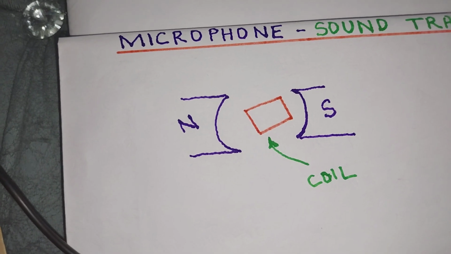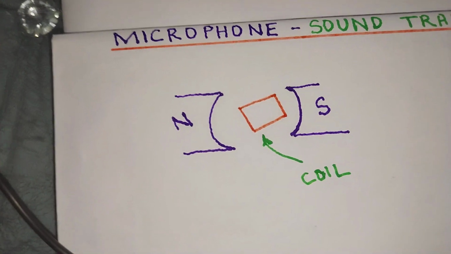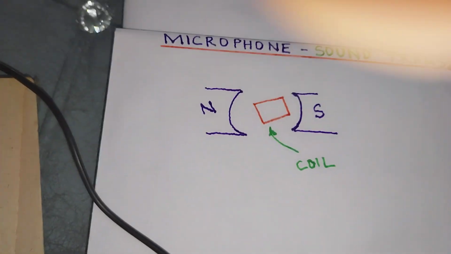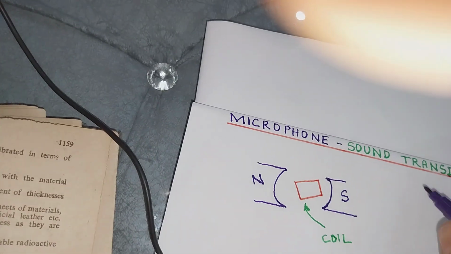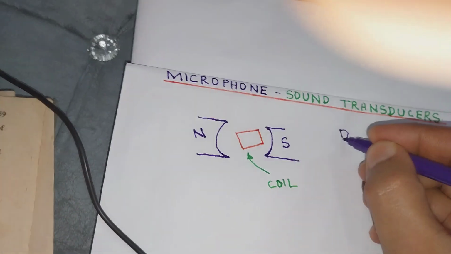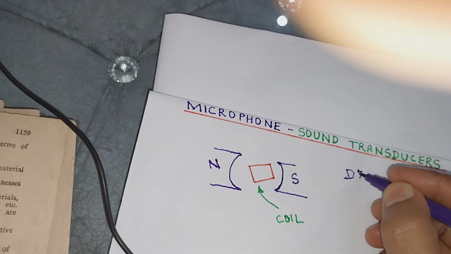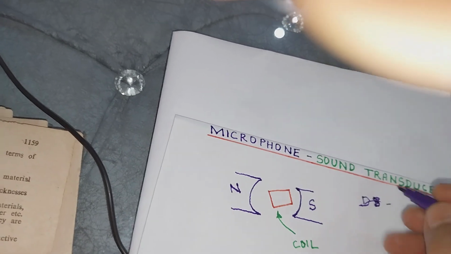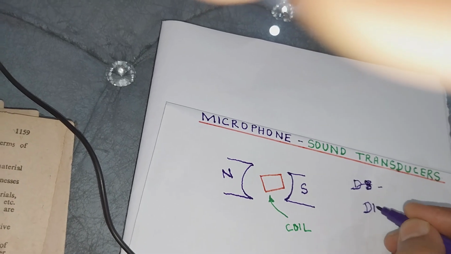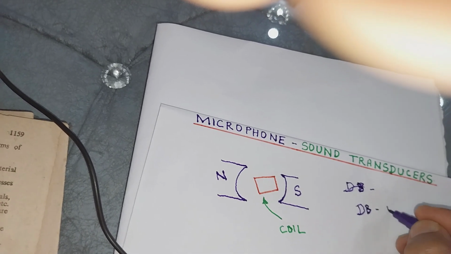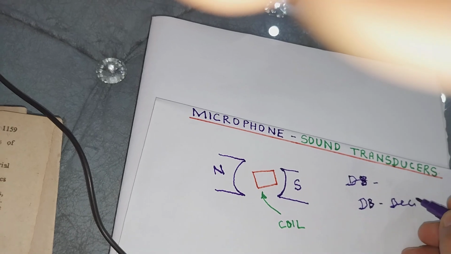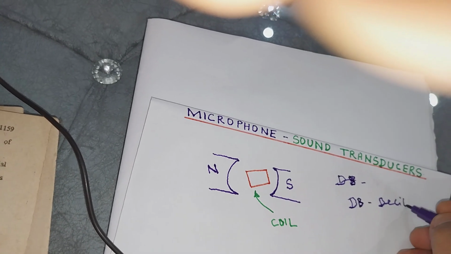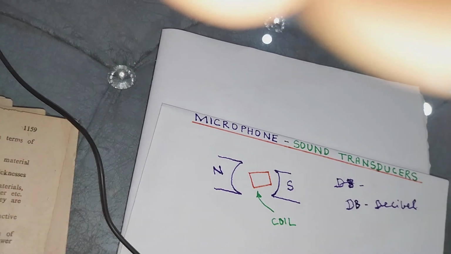Sound pressure levels are normally expressed in logarithmic units called dB, or decibel. So what is a decibel?